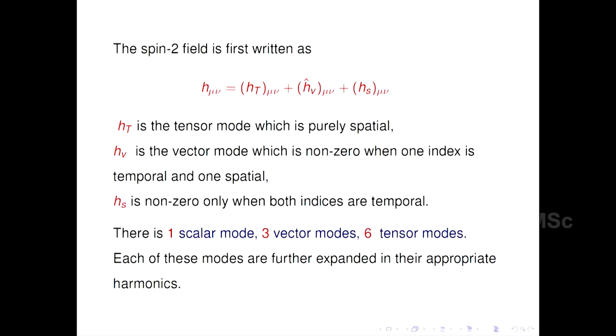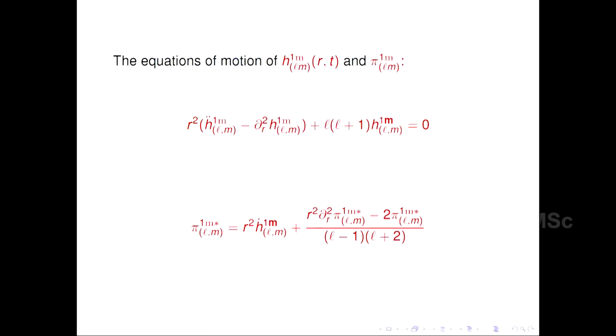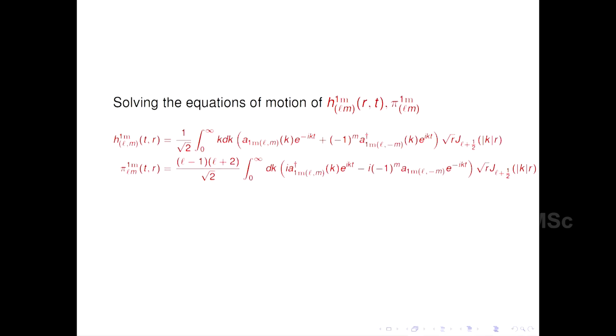So we break up the spin-2 field into various modes, basically the vector mode, tensor mode, and the scalar mode. There are various modes, and you can actually gauge fix it. And finally, again, there are only 2 degrees of freedom. We follow a gauge fixing procedure developed by Cassini and Benedetti. Finally there are 2 modes which correspond to the tensor modes, and we can solve for the equations of motion. Here it is, similar to that U(1) field expansion in terms of radial coordinates, in terms of the Bessel functions and so on. So there is a similar expansion which you can do.